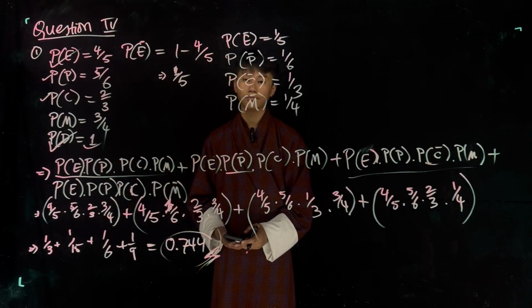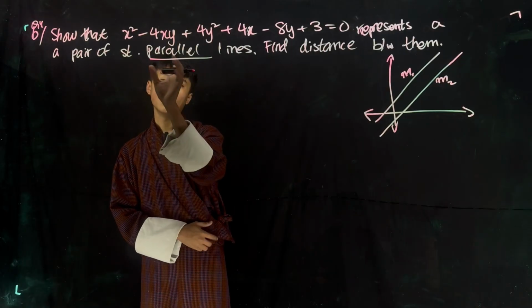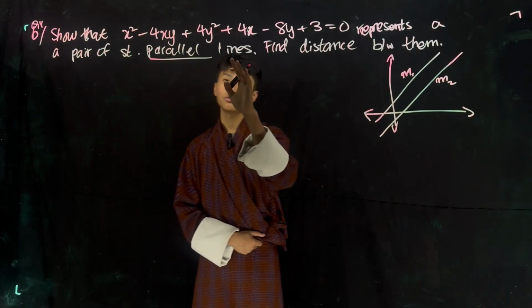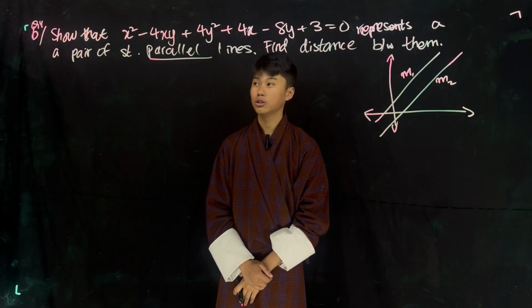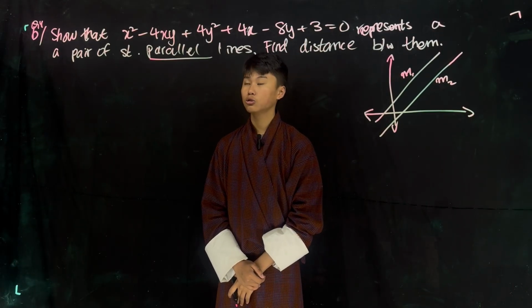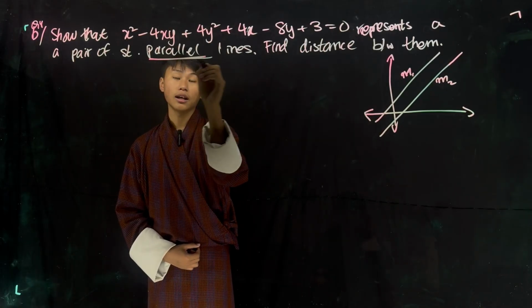Thank you. Okay, so moving on to question number 4b, we are given this equation: x square minus 4x plus 4y square plus 4x minus 8y plus 3 equals 0, and we're asked to show that this equation represents a pair of straight and parallel lines.